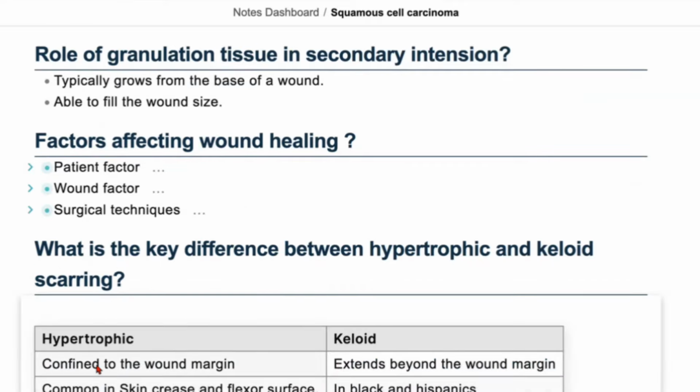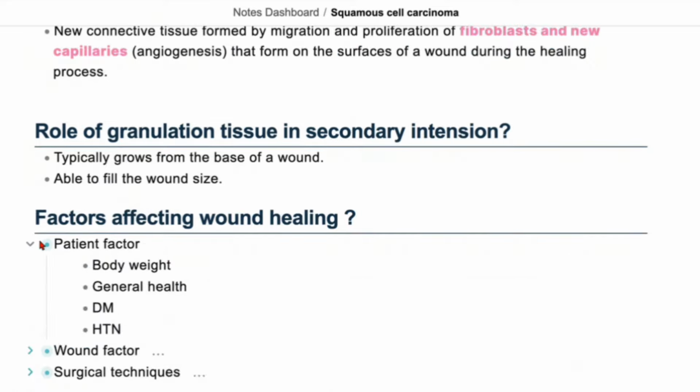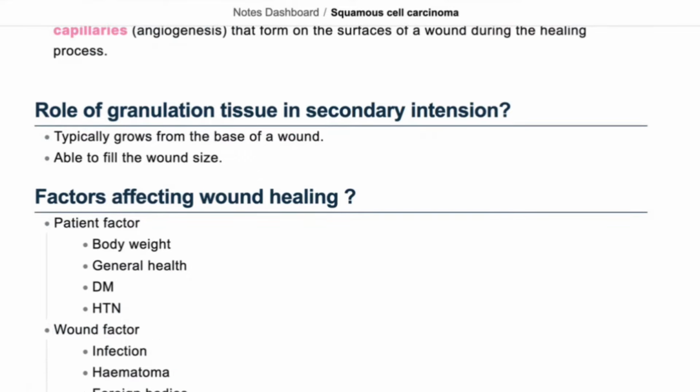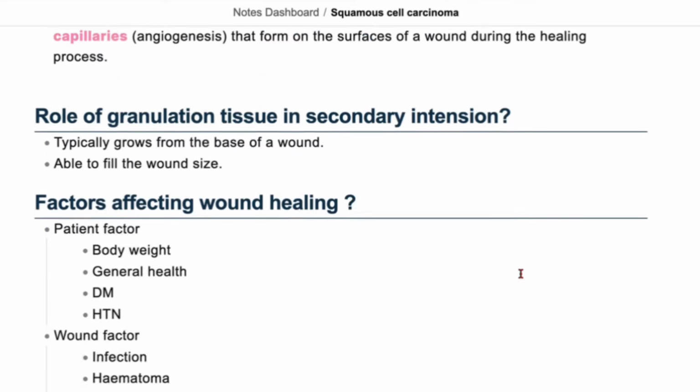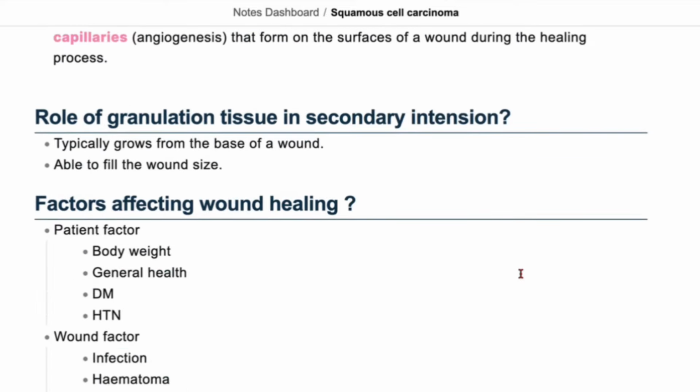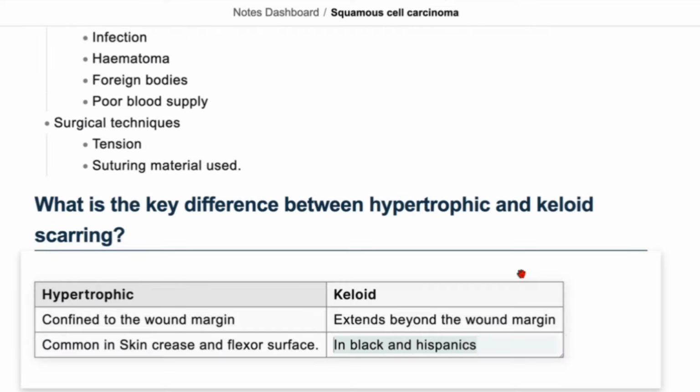I think the key points to mention are that hypertrophic is confined to the wound edges, and keloid is beyond the edges. And yes, I agree, keloid is in Black and Hispanics, and the other one happens in the skin creases on the flexor surface. Usually squamous cell carcinoma would come with basal cell carcinoma, and they will continue talking about squamous cell carcinoma because it's a very short scenario, but you can think about it, basal cell carcinoma and squamous cell carcinoma would be a very long scenario. So squamous cell will not come on its own. Usually it will come with basal cell carcinoma.